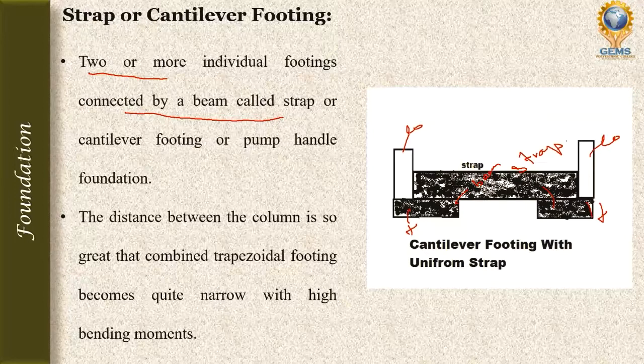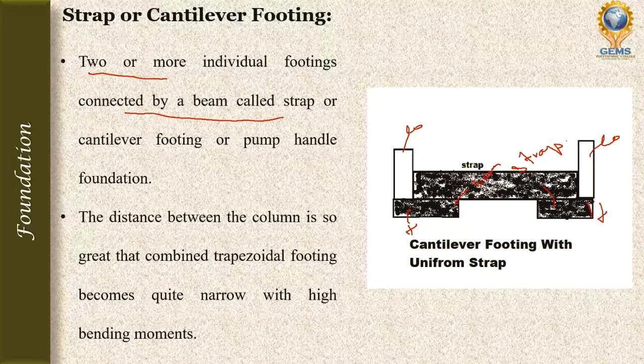Where do we use this type of foundation? Where the distance between the columns is so great that the combined trapezoidal footing becomes quite narrow and has a high bending moment, we will go for the strap or cantilever footing.